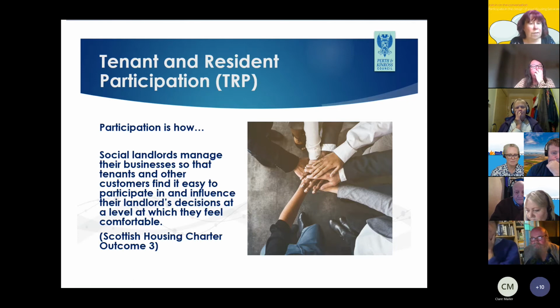Before you change the slide, Kev, I just wanted to point out that it is a very important outcome in the Scottish Housing Charter, and we report on our evidence and activities every year under that particular outcome. Thanks, Kev.